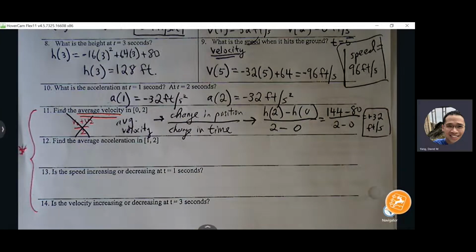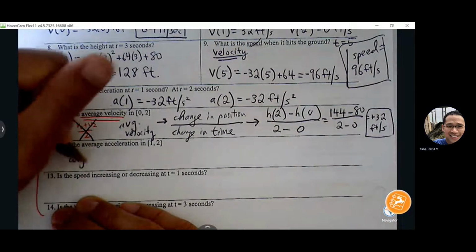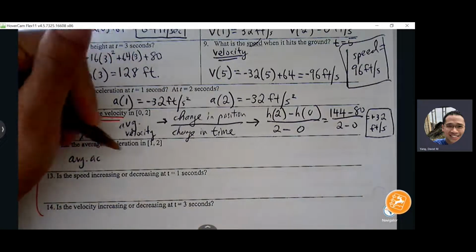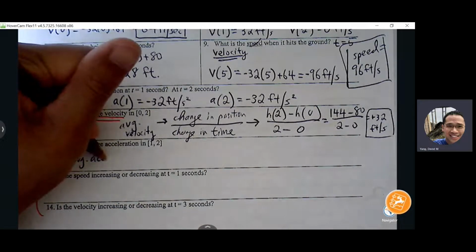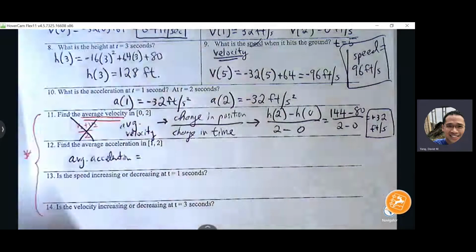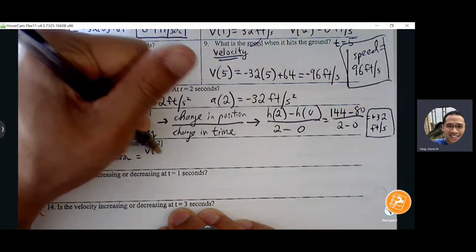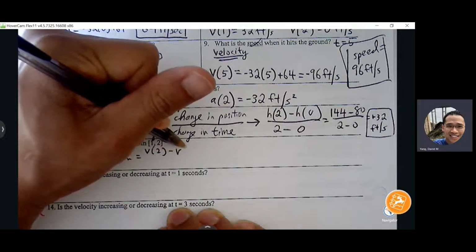Okay, so number 12, find the average acceleration. In much the same way, how do you think we can define average acceleration? Change in speed over change in time. Close. Change in velocity. Yeah, but you get the right idea. Because we know acceleration is defined as the slope of velocity, right? So therefore, we can say acceleration is defined as the rate of change of velocity. So exactly right. So v of 2 minus v of 1.